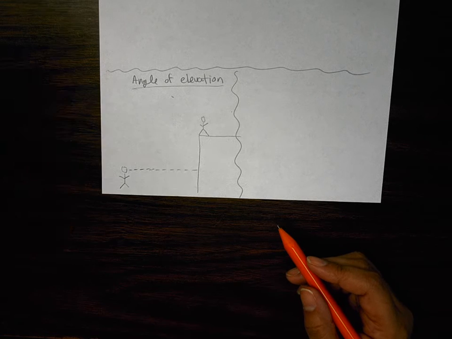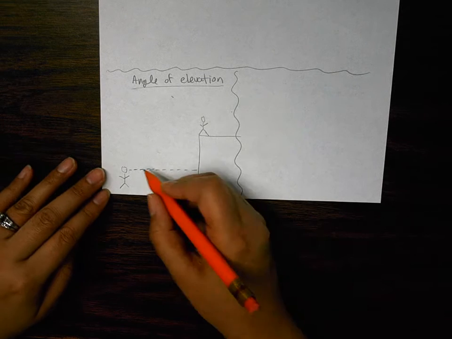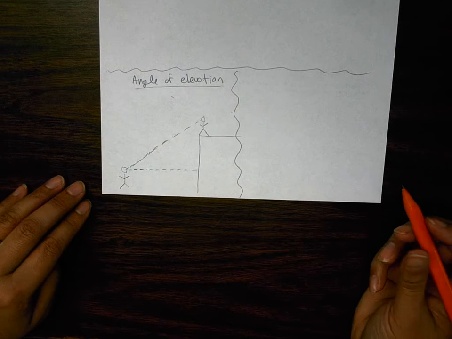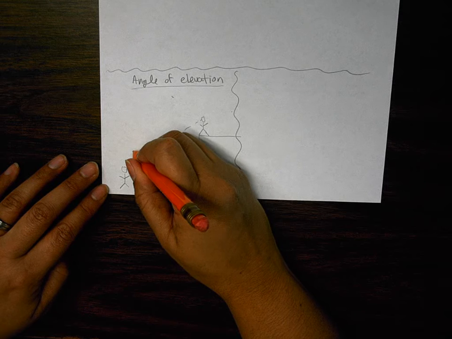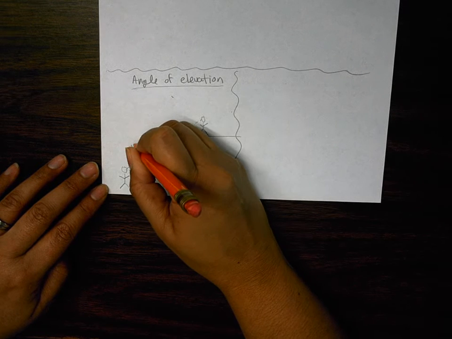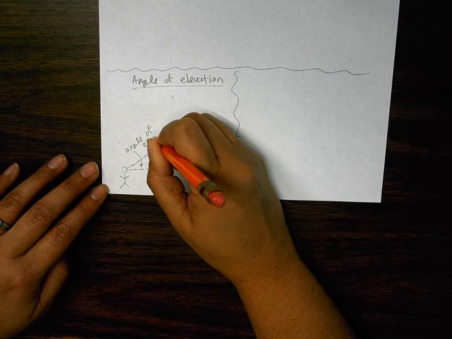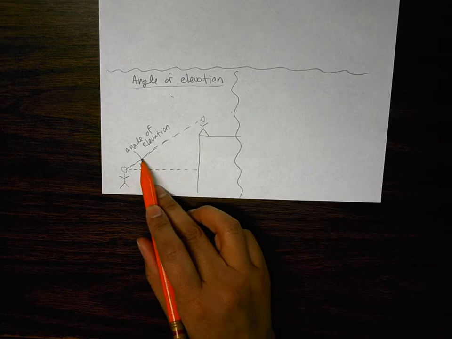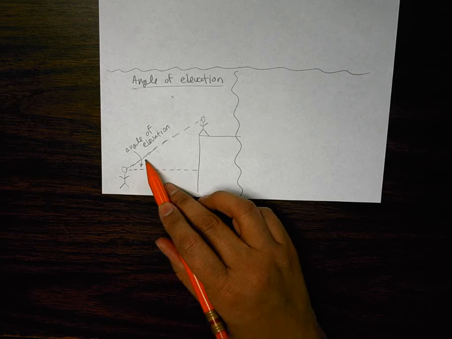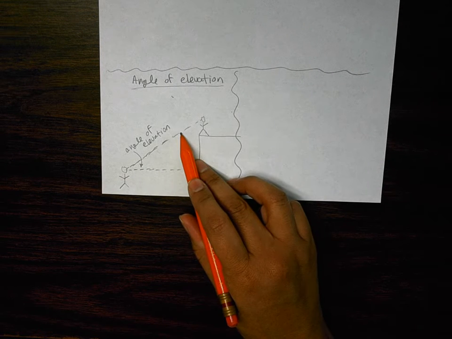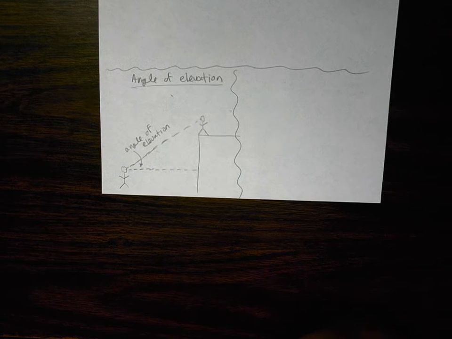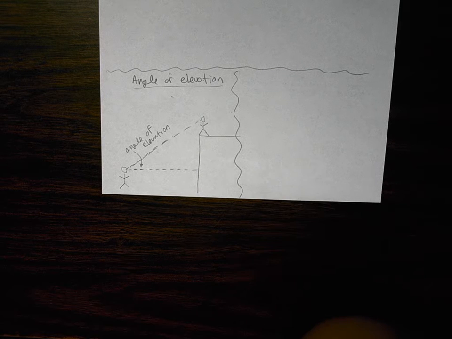You then elevate, which means to look up. So you have your horizontal line of sight directly out to the building in front of you. You then look up to see your friend. This here is the angle of elevation. Angle of elevation is what degree measure is here from your horizontal line of sight to how far you had to look up to see your friend.